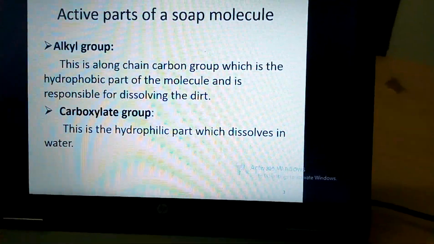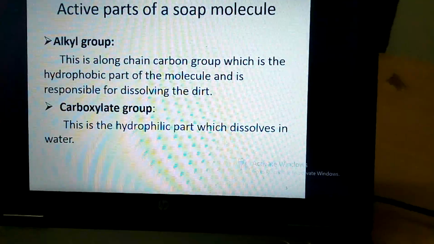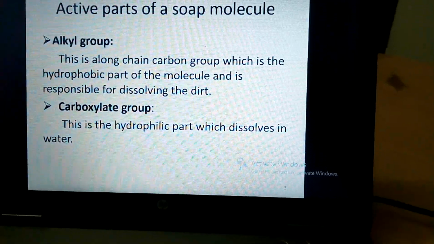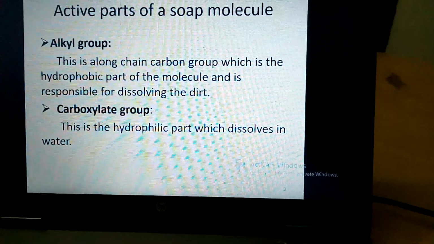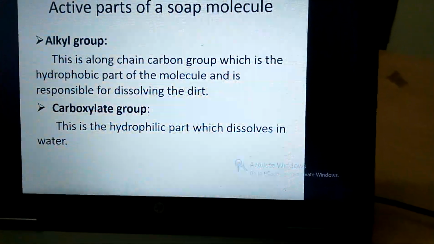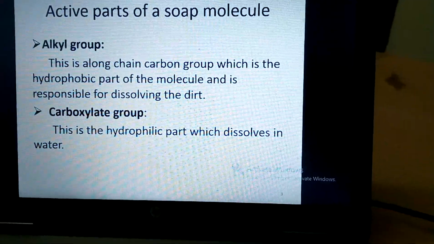Then the second group on a soap molecule is the carboxylate group. This is the hydrophilic part which dissolves in water. It is the part that makes soap dissolve in water.